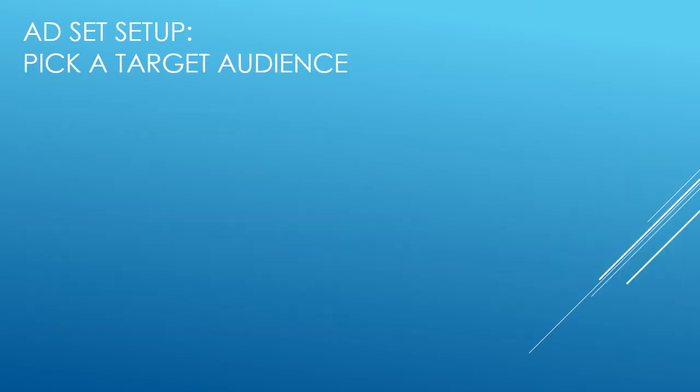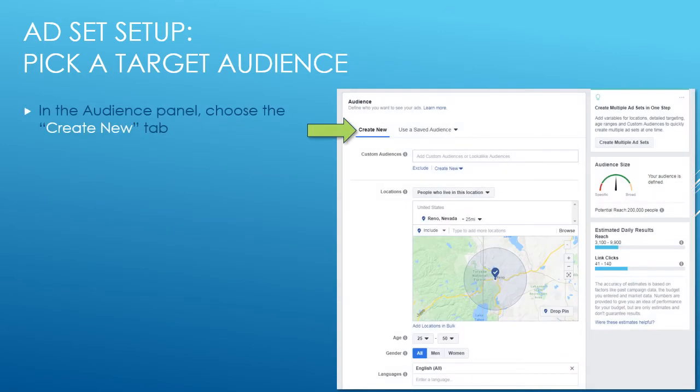So now that you've named your ad set, it's time to pick a target audience. So in the audience panel, which follows next, choose the Create New tab, and that'll let you get started creating a brand new target audience. Skip over custom audiences because that's a whole separate topic, and we'll go right into actually picking out our target audience manually. The first thing is to define a location, so select that.